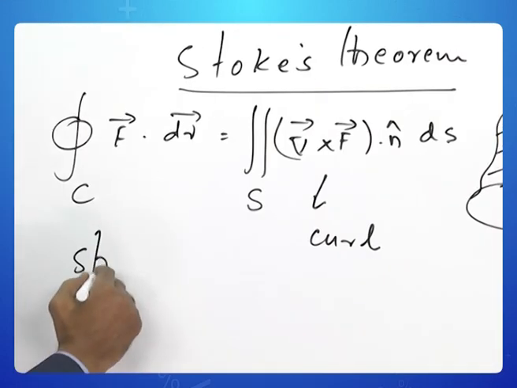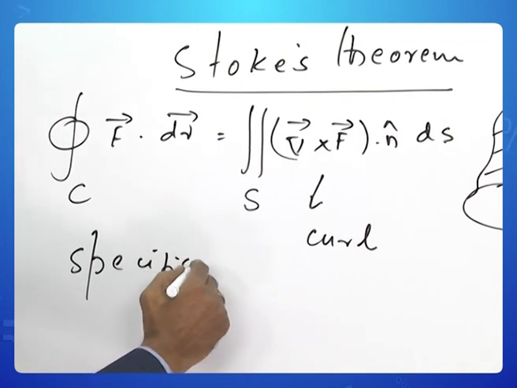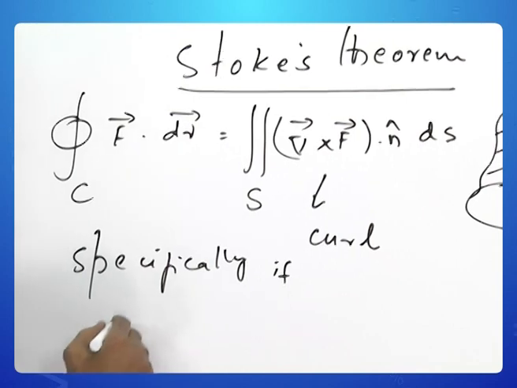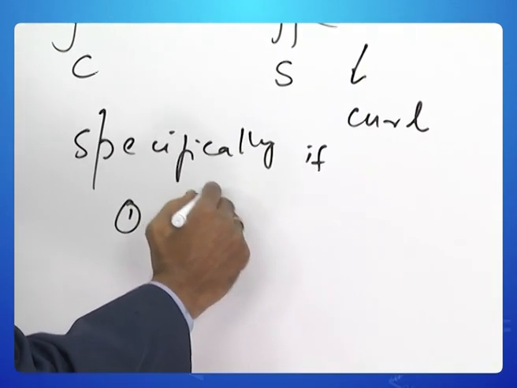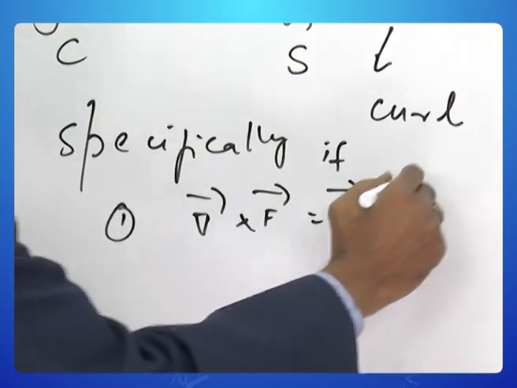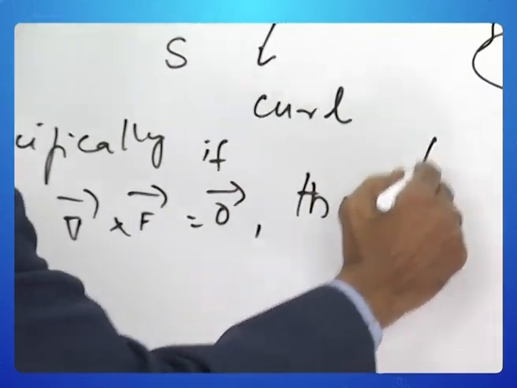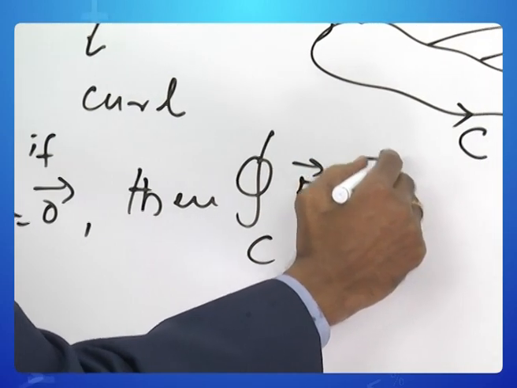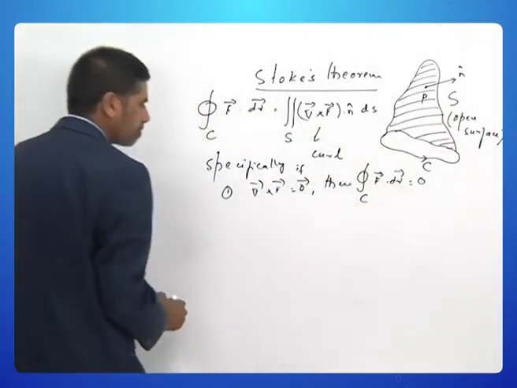Specifically, if the curl of the field is 0, then the closed line integral f dot dr would be 0.